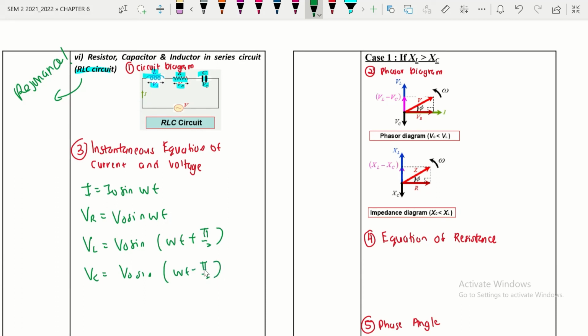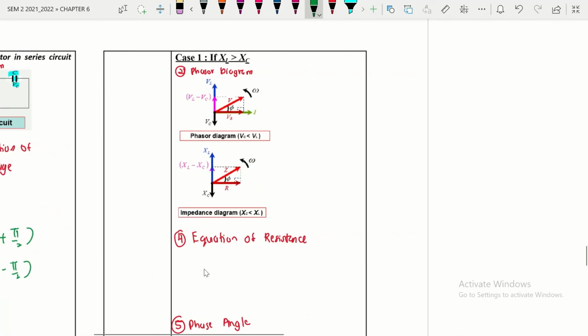Okay, now, like I told you, when you have the RLC circuit, you have two cases. The first case is when your inductive reactance is more than your capacitive reactance. Ataupun kita boleh cakap dia punya VL ni, voltage across the inductor ni lebih besar daripada voltage across the capacitor. So, this is the Phasor diagram dan juga impedance diagram dia. So, jadi, ini pun Miss dah ajar tadi. Miss just nak tolong untuk isi handout ni je.